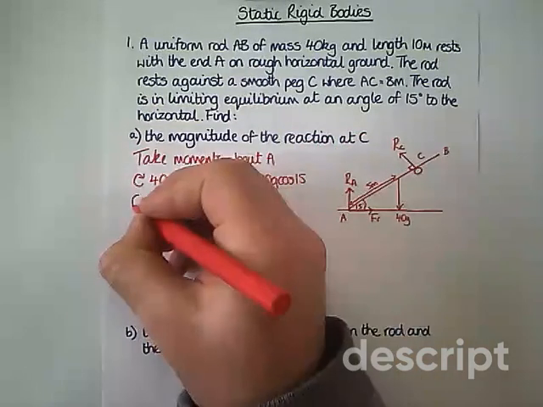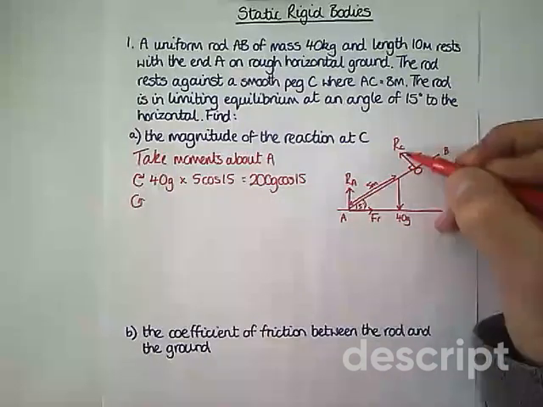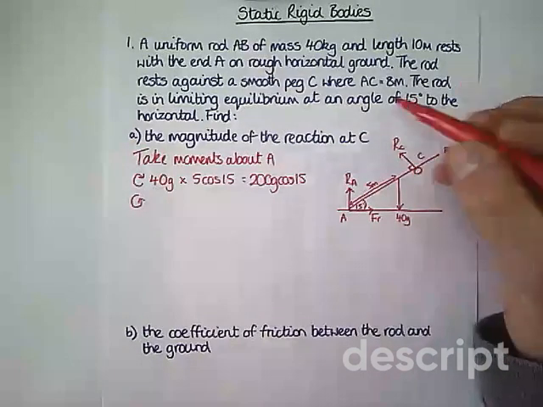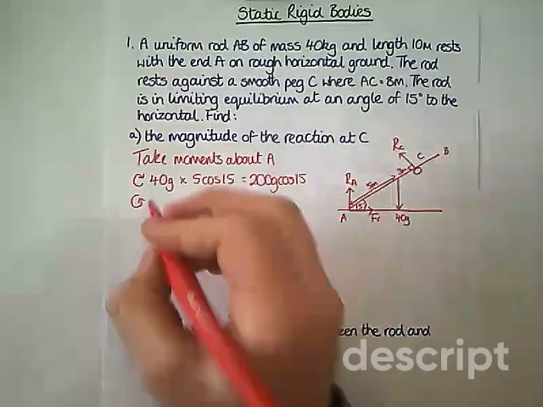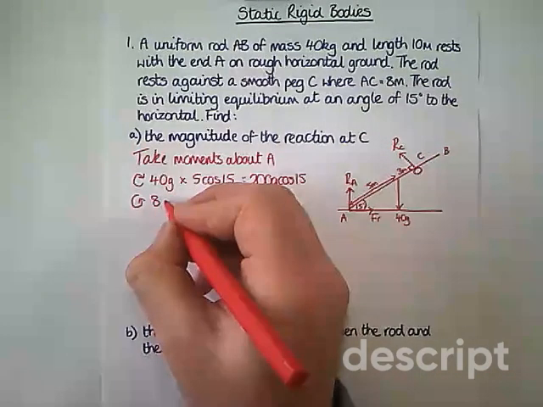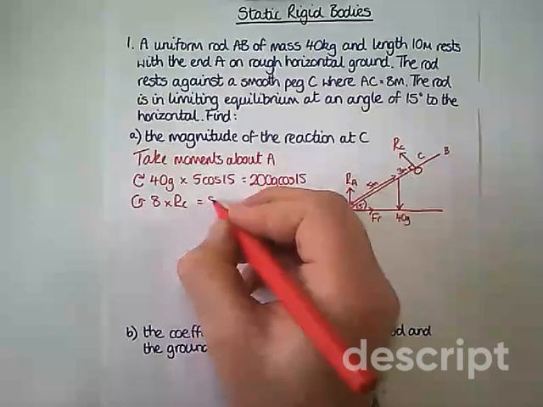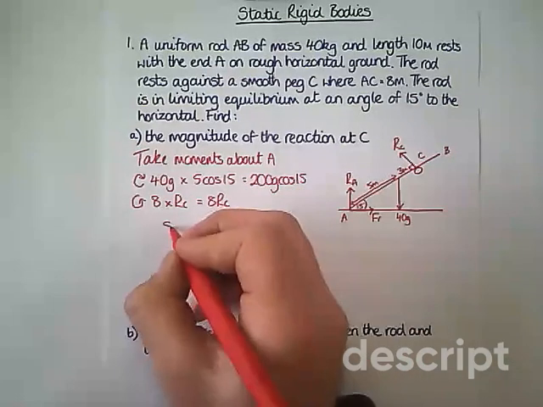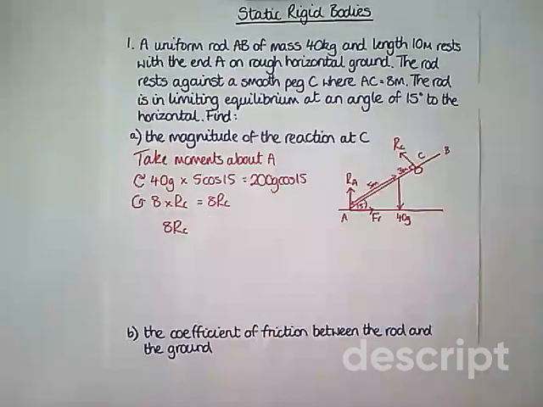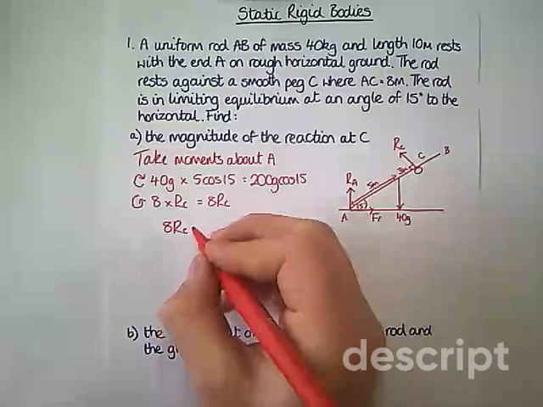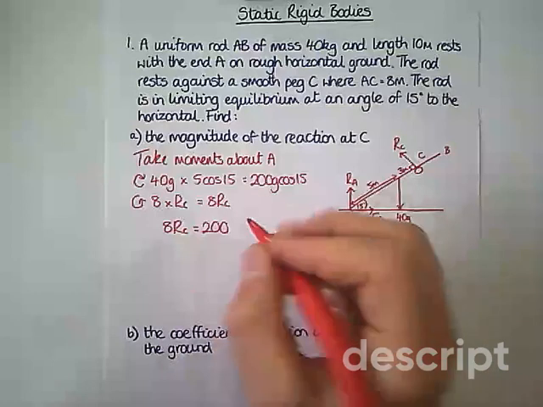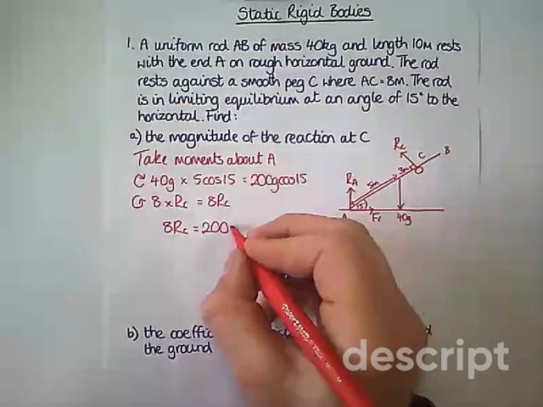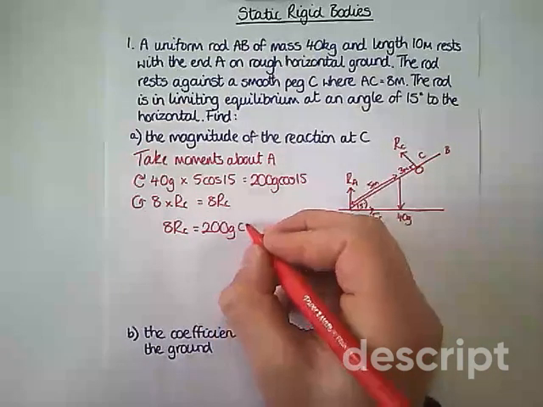And then my anti-clockwise moments are the reaction force at C times this length. And AC is 8 metres. So this little bit here is 3. So it's just going to be 8 times the reaction force at C. Make those things equal to each other because we're in equilibrium. So our clockwise moments equal our anti-clockwise moments. So 8 times the reaction force at C equals 200G cos 15.